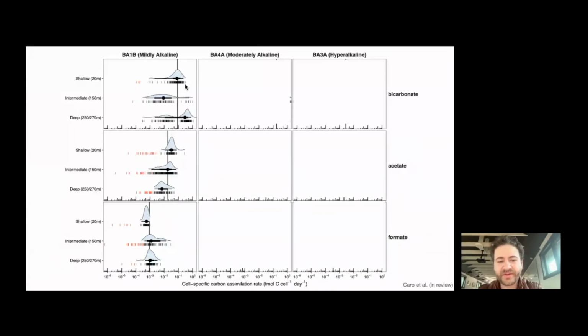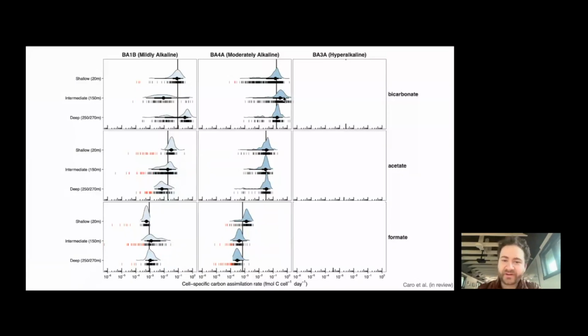The other thing you can notice across this BA1B condition is the difference of carbon preferences, where bicarbonate is preferentially assimilated because it's further to the right, then followed by acetate, then followed by formate. You might also notice that there doesn't really appear to be a depth effect here, where the depth of sampling between shallow, intermediate, and deep doesn't really affect the anabolic rates we're measuring.